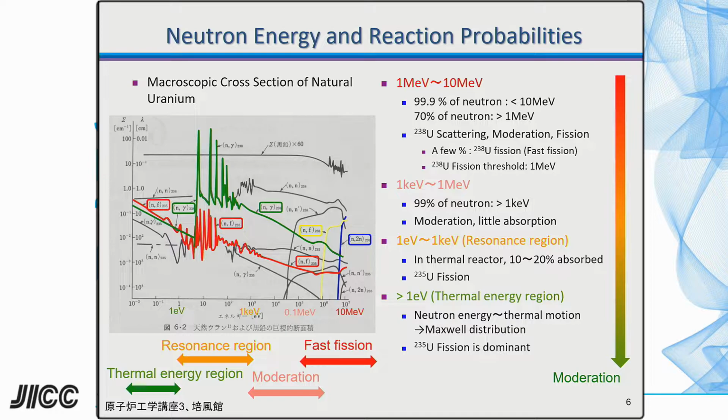Okay, this axis shows the neutron energy, 10 mega electron volts. 99.9% of neutrons after the nuclear fission are less than 10 mega electron volts, right? And 70% of neutrons are larger than 1 mega electron volt. And 99% of neutron energy is larger than 1 kilo electron volt. So between this, most of the neutrons.